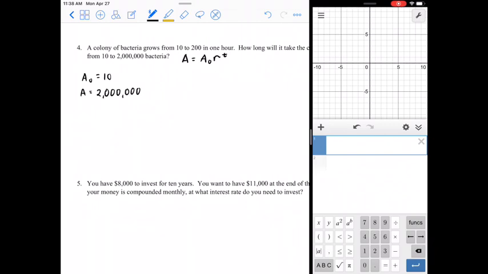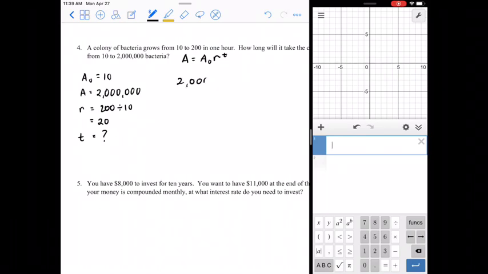Our rate, we actually have to calculate it. So let's talk about just per 1 hour. We would get the rate by taking 200 divided by 10 because that's the amount of growth in 1 hour. So it's 20. And we're looking for our T. How long will it take?